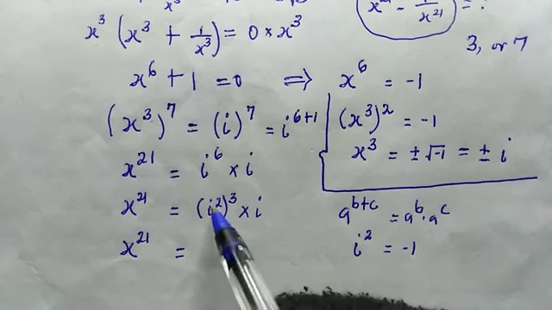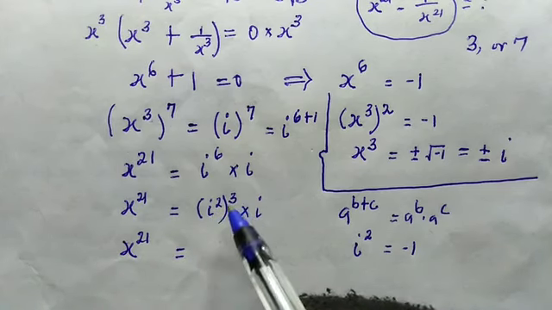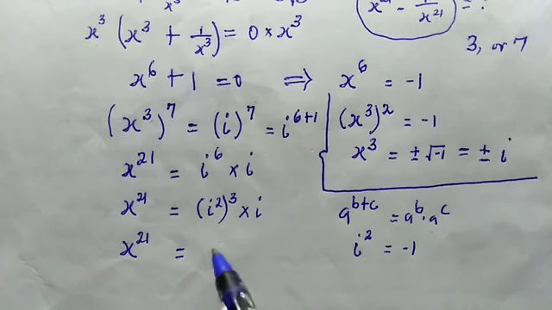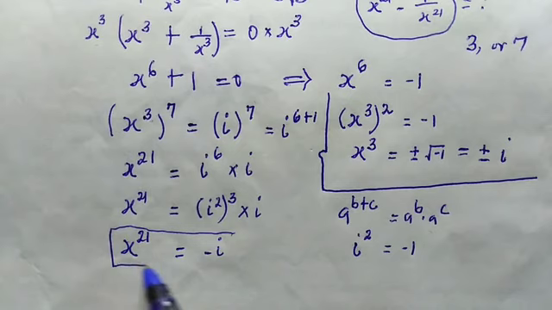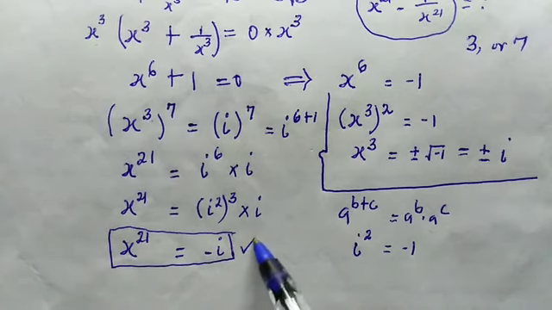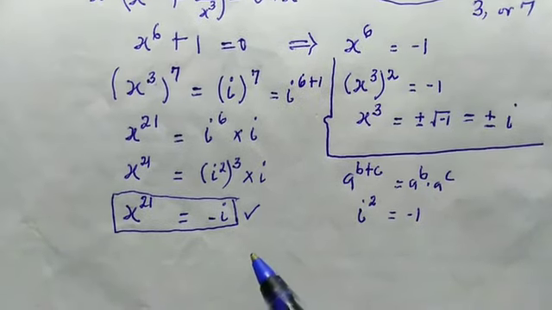And from here, we have x to the power of 21. This is equal to i squared here is negative 1. Negative 1 to the power 3 is negative 1, since 3 is odd. Then negative 1 times i here will give us negative i. Wow. So we have a solution for x to the power of 21 from here.